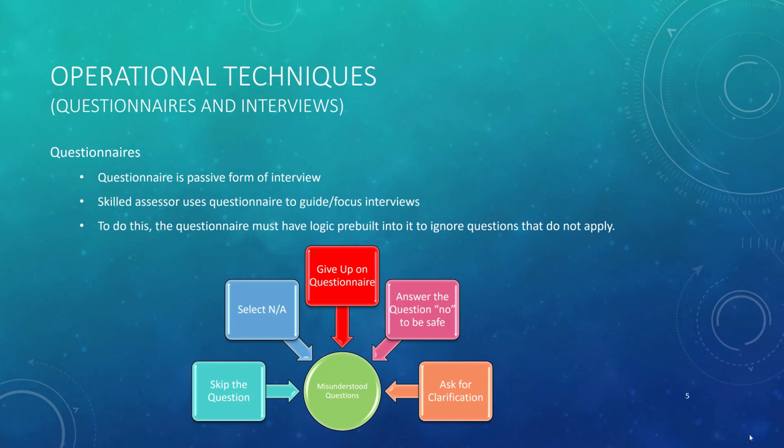If we look at some of those tools, questionnaires, lots of things can happen. It's hard to build a questionnaire where folks don't do one of the 5 things below, where they skip the question, just routinely select not applicable, give up on it, answer no to be safe because they don't know, or I have some mechanism for asking for clarification, but then that means that the questionnaire, you're going to have to do it again. And so building these things is difficult. It is a passive form of interview, but you can get to a large number of folks and you can pull in a large amount of information.